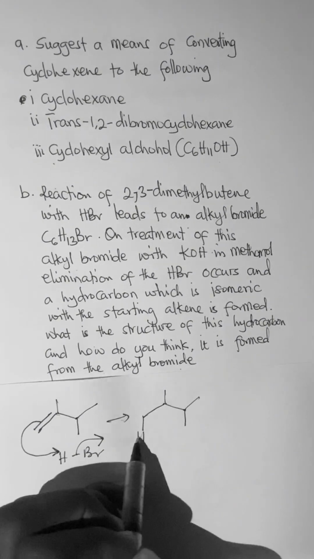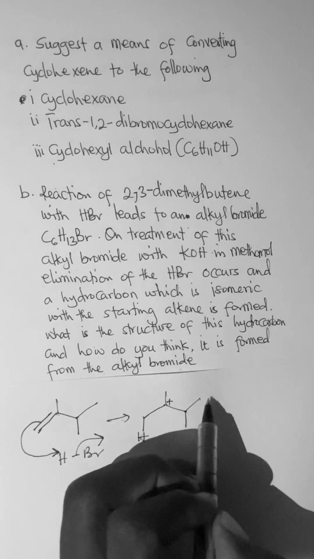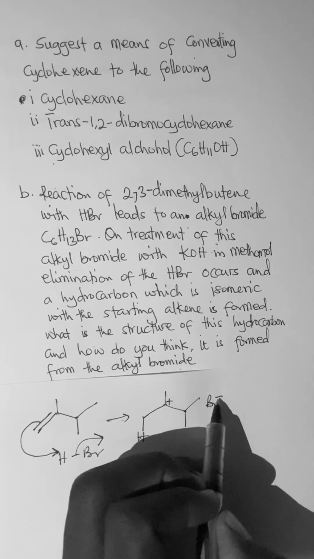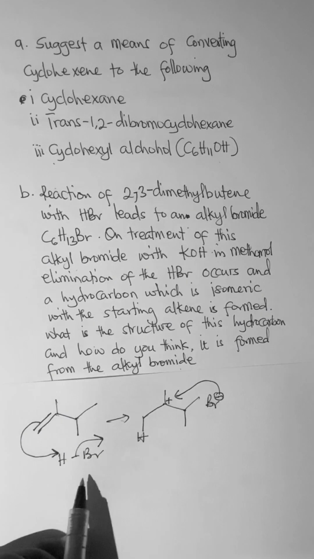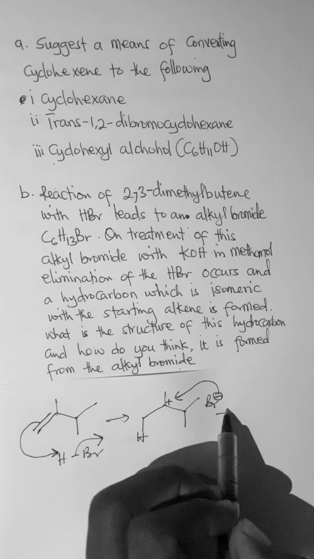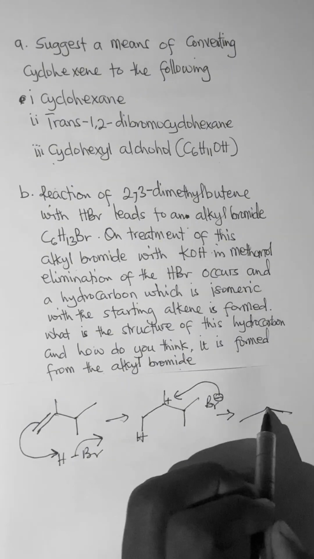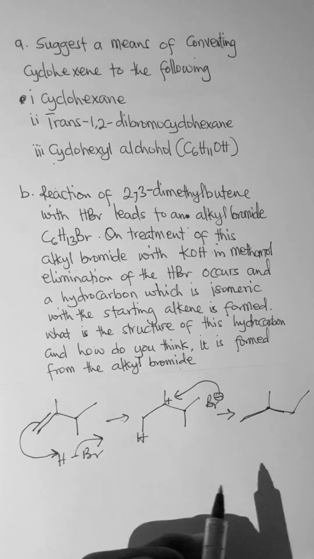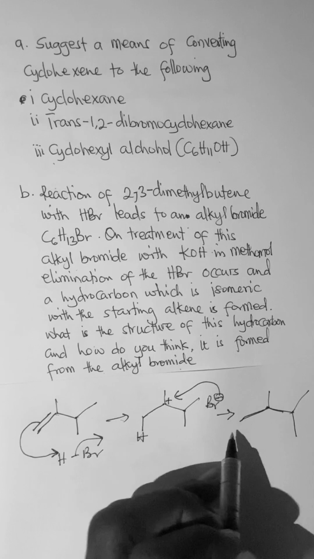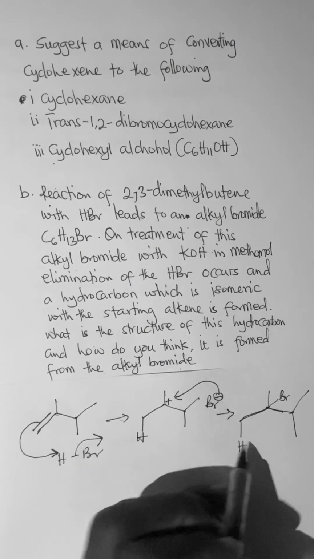So this is the proton. So there's a carbocation formation at the side. So the Br minus, because it is nucleophilic, is going to add on to the opposite carbon. So that will lead us to the formation of this molecule in solution. So this is the Br, and then this is the proton.